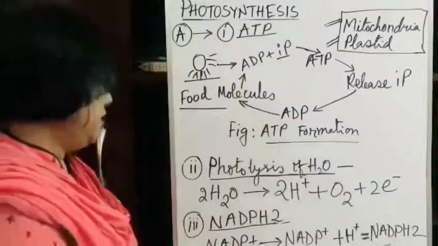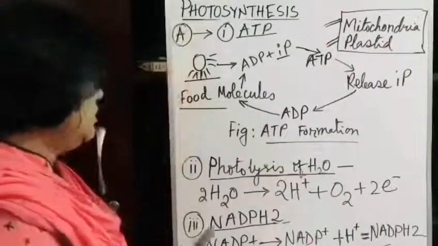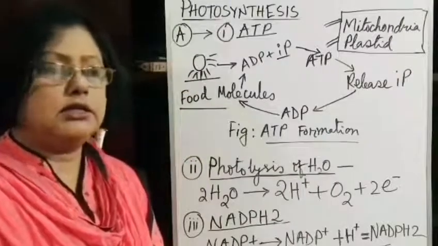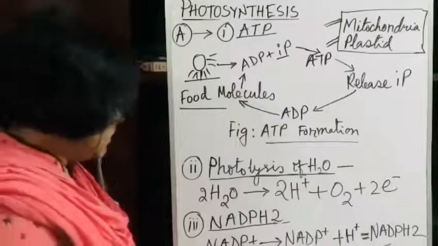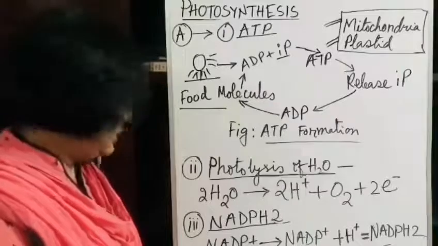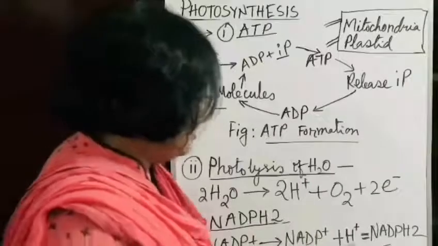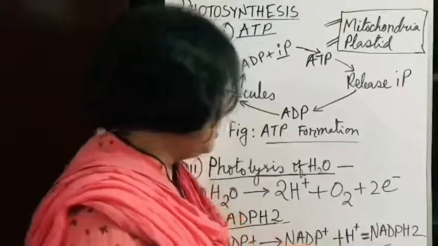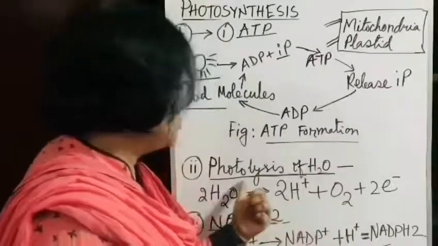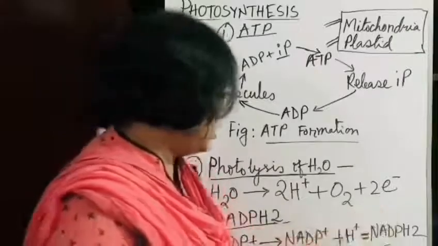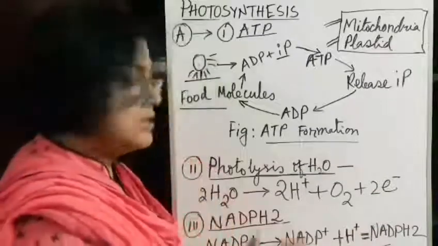Now come to the NADPH2 formation. This also takes place in the thylakoid. That means all these things we have learned occur in the thylakoid, which contains chlorophyll, in the presence of light. So what is happening here? The stroma already has NADP plus. That NADP plus combines with hydrogen ion and turns into NADPH2 using electron, which were produced in the photolysis of water. And these three things are produced in the light dependent stage.